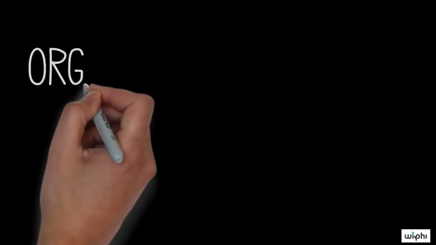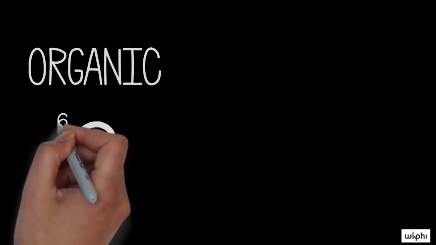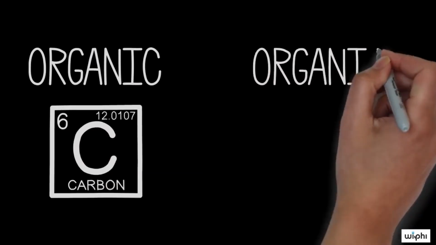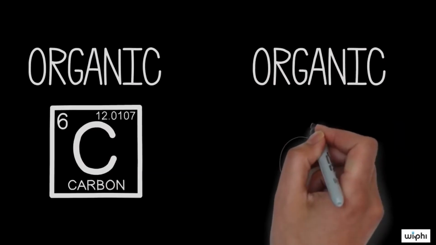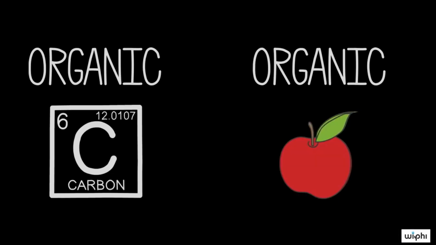Here's another example. Suppose your friend tells you this: organic compounds contain carbon, and organic foods are better for the environment. So when you're grocery shopping, you should look for food that contains carbon in it, as these foods are better for the environment.